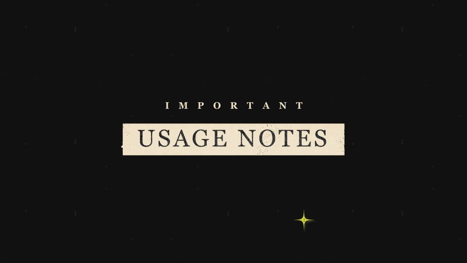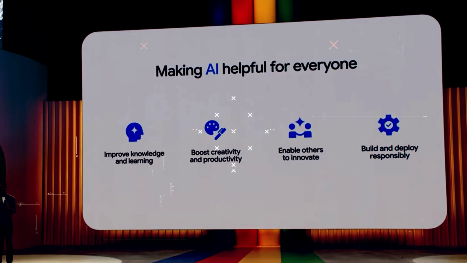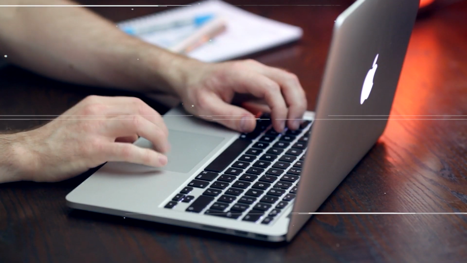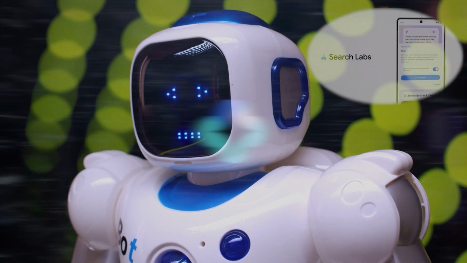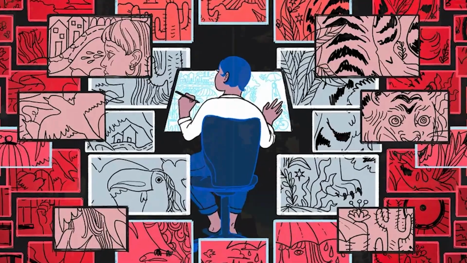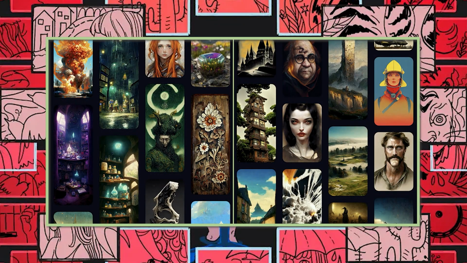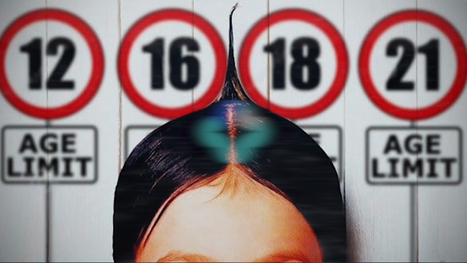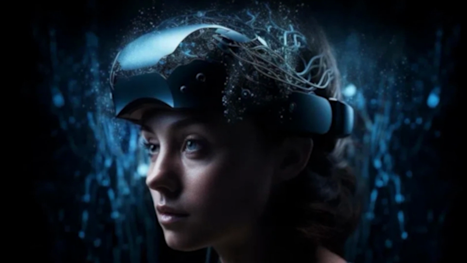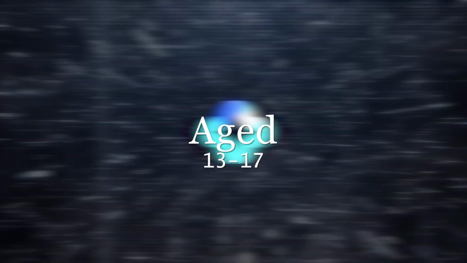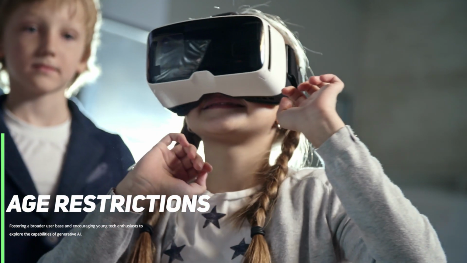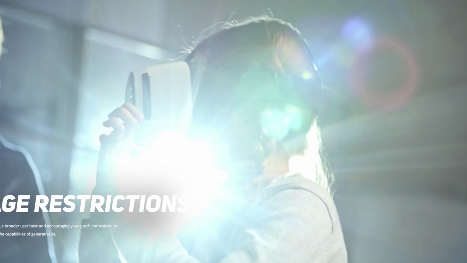Important usage notes. So while I'm genuinely excited about SGE and all it offers, there are some essential things you should be aware of before diving in. 1. Opting in. To begin your journey with SGE, opt in through Google Labs. It's your gateway to generating AI images and exploring a transformed search experience. 2. Age restriction. Initially tailored for adults, Google expanded SGE accessibility to teenagers aged 13 to 17 in the United States, fostering a broader user base and encouraging young tech enthusiasts to explore the capabilities of generative AI.